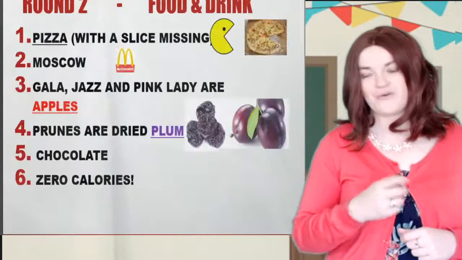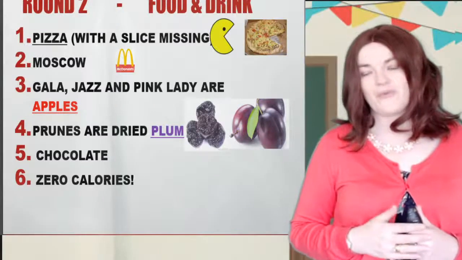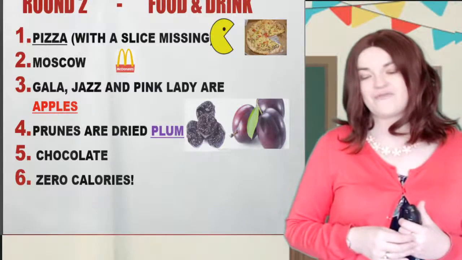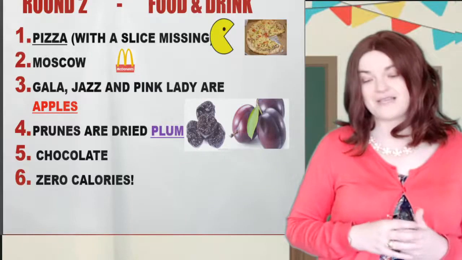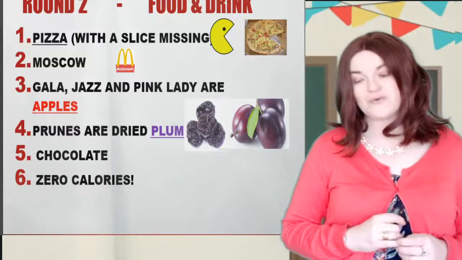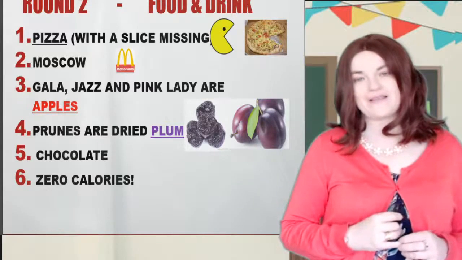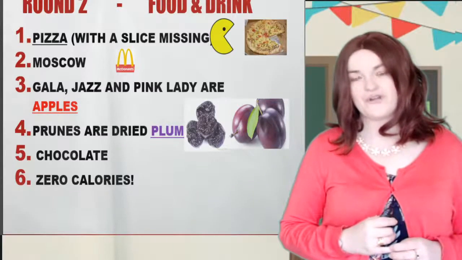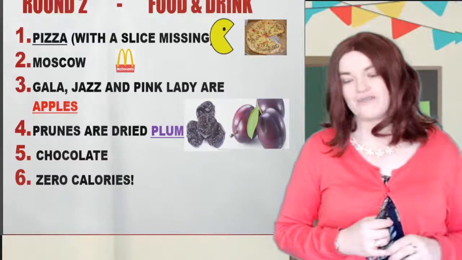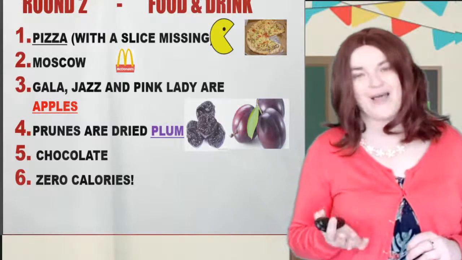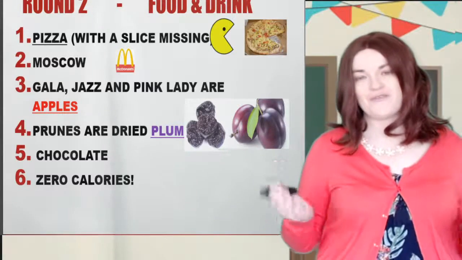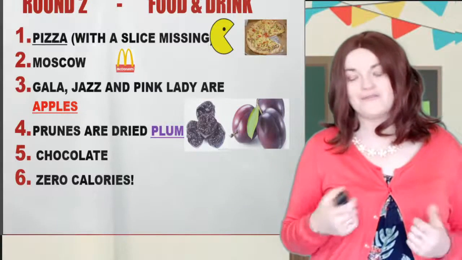Alright, so well done if you got them. Round 2, the answers are question 1, the Pac-Man. What food was inspired? A pizza slice with a little bit missing. The biggest McDonald's is in Moscow. Gala, Jazz and Pink Ladies are apples. Prunes are dried plums. Mocha is coffee with chocolate flavouring. And there are 0 calories in water and ice. So well done if you got all of them, or a few.